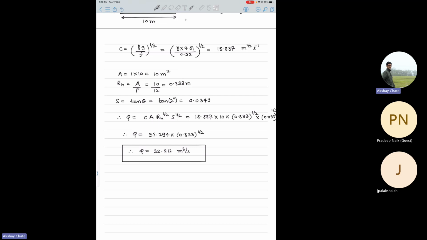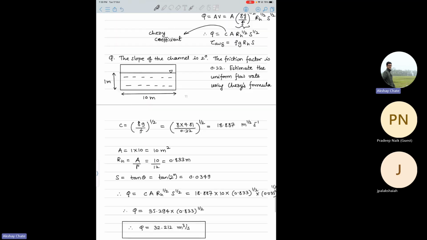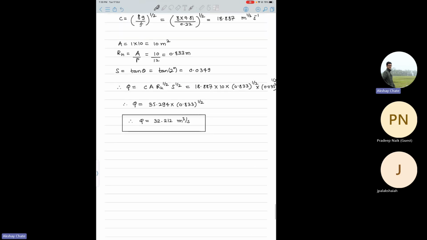So this is one method to do it, and then there is a second method, which is Manning's correlation. Basically it is also on the same lines, but here he replaced this constant C with some other constant, which again depends on what type of fluid, what type of surface roughness it has in the channel, etc.